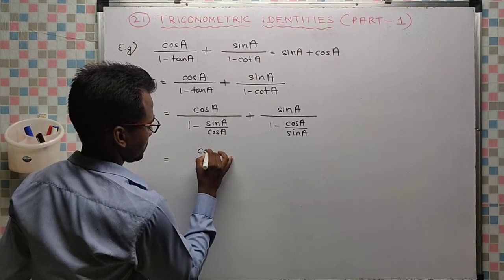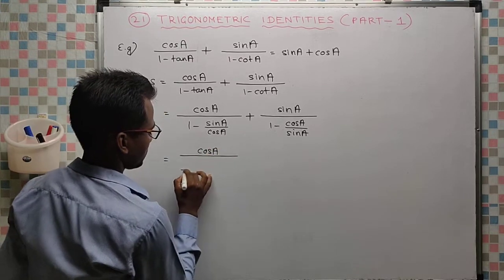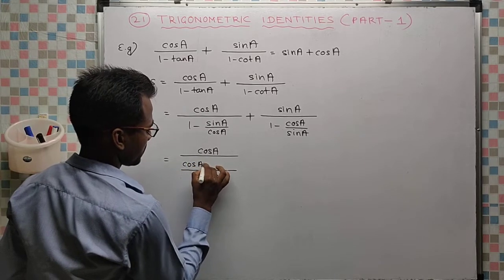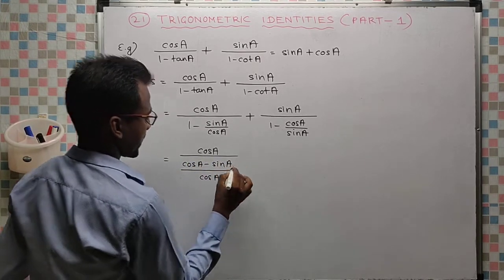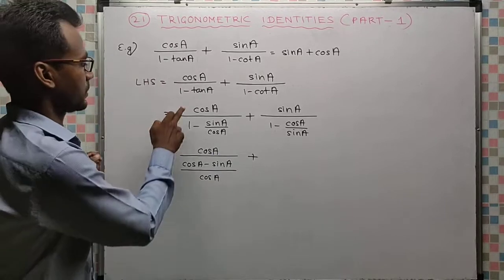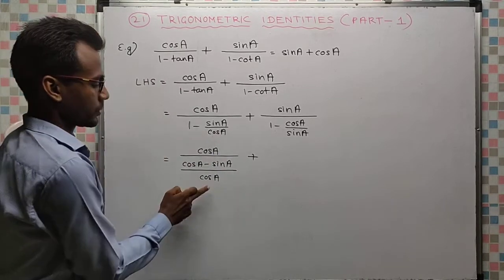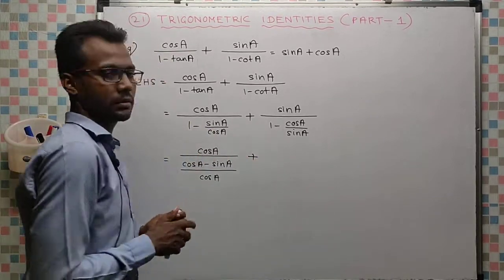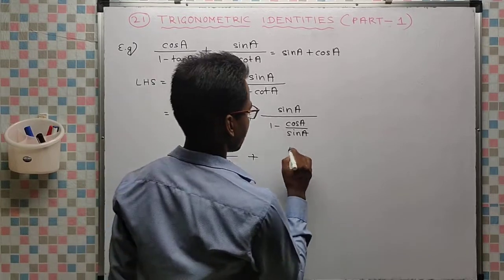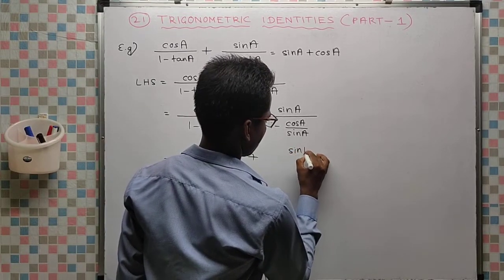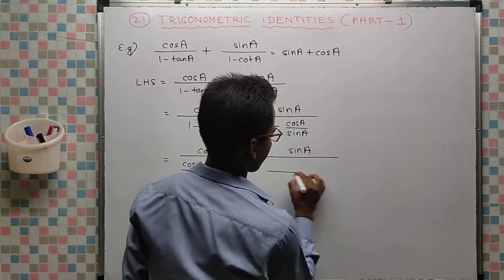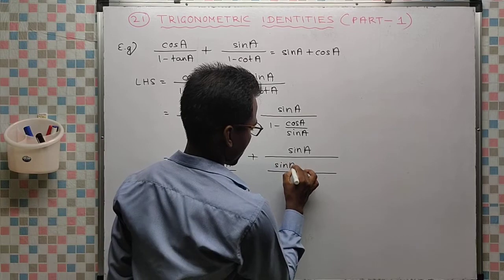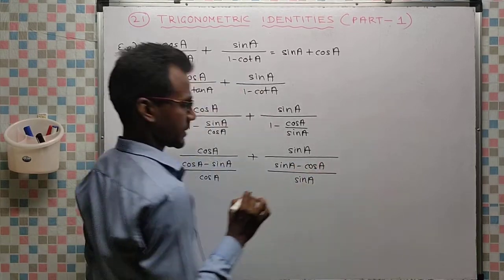So this is cos A by, the same is again cos A. So we will get cos A minus sin A. Cos A, LCM cos A. So numerator will become cos A minus sin A. Plus, okay, always follow the previous step. You will not commit any mistake. Sin A by, here LCM is sin A. So numerator will become sin A minus cos A.